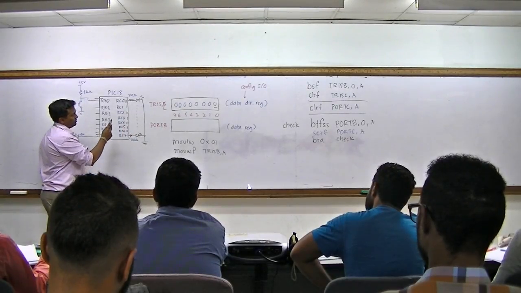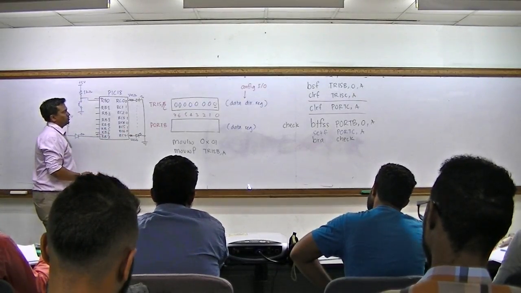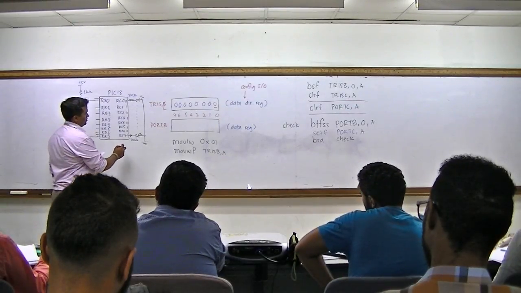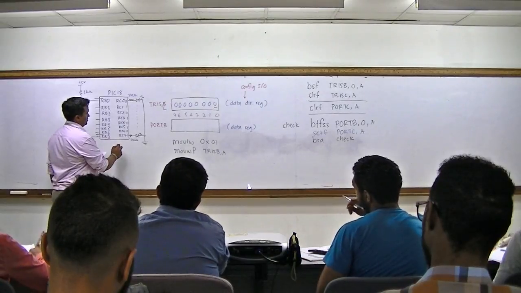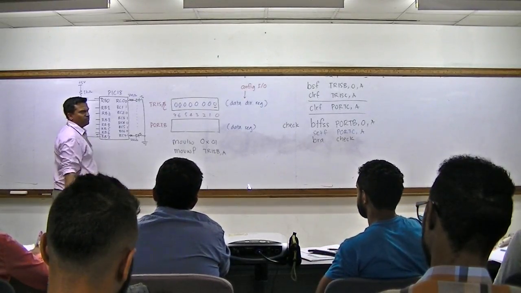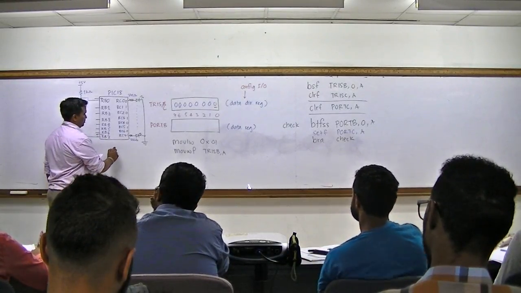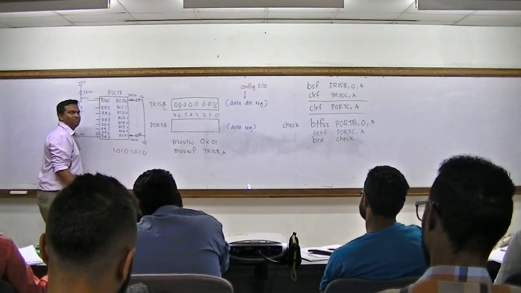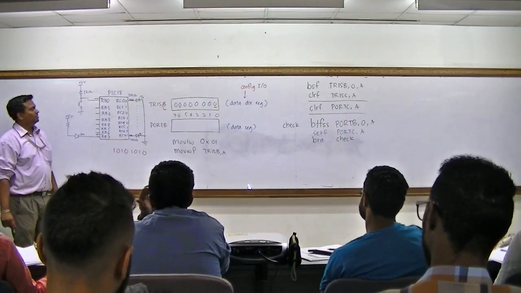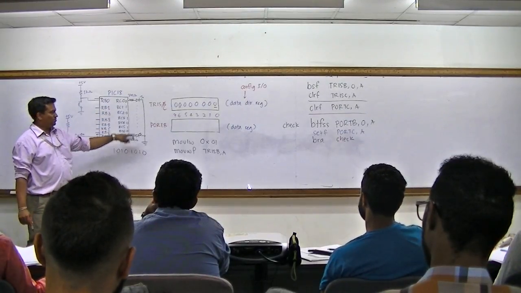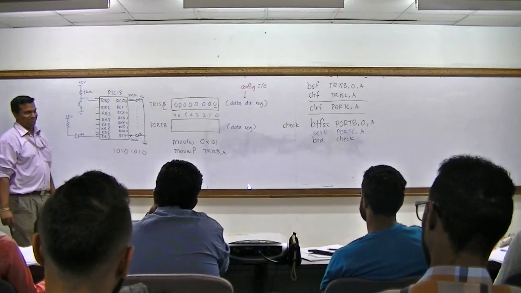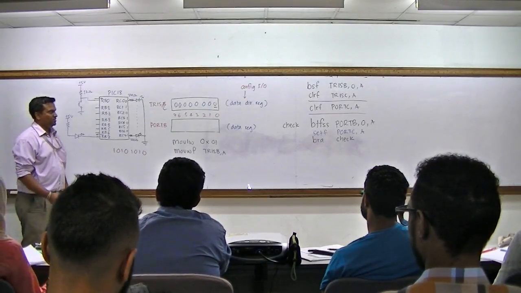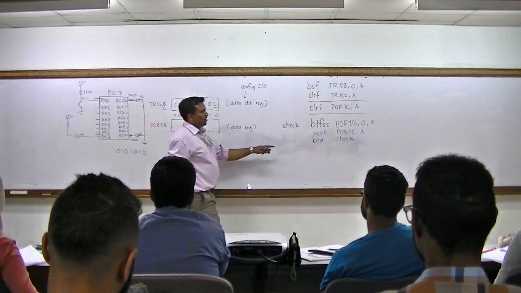What is this in hex? 5, 5. This is 1, 0, 1, 0, 1. This is bit number 0. What is that in hex? But here I only got one line to write.